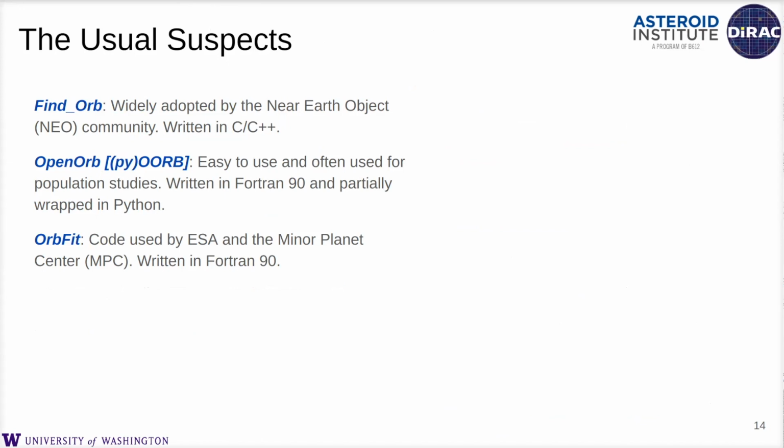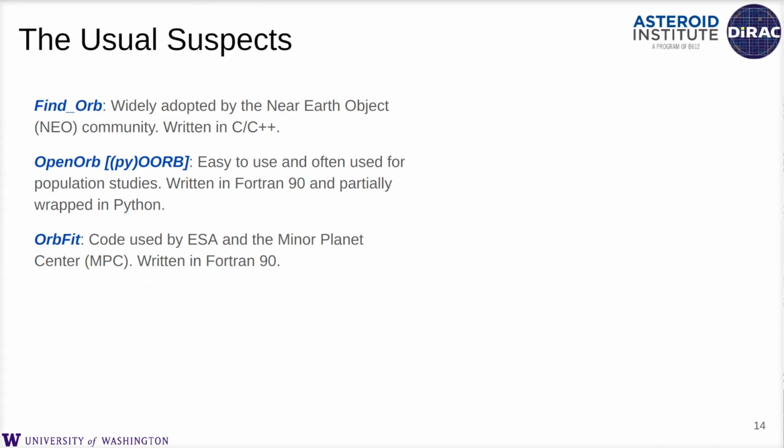This was written by Bill Gray in C and C++. This is actually a phenomenal package. This was able to accurately calculate the impact location of an asteroid, which became a meteorite in South Sudan, I think in 2008. Another example is OpenOrb.